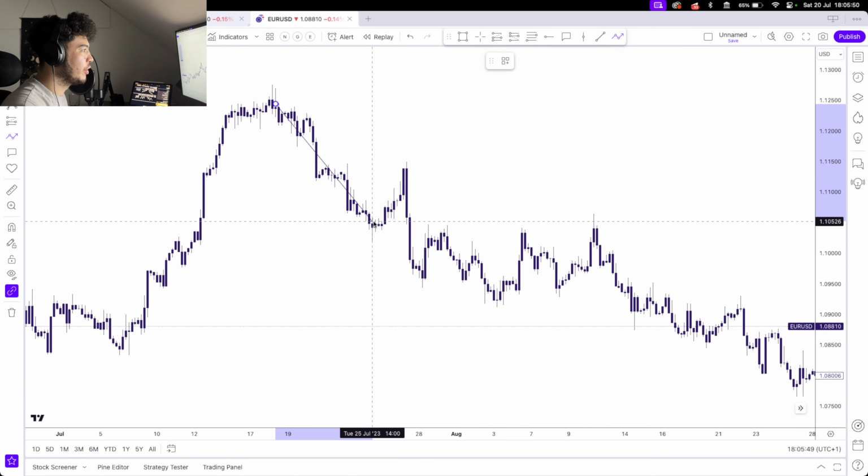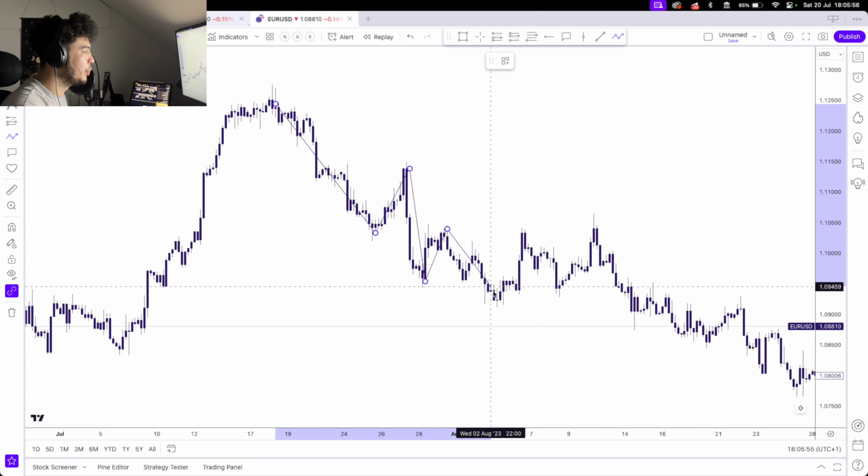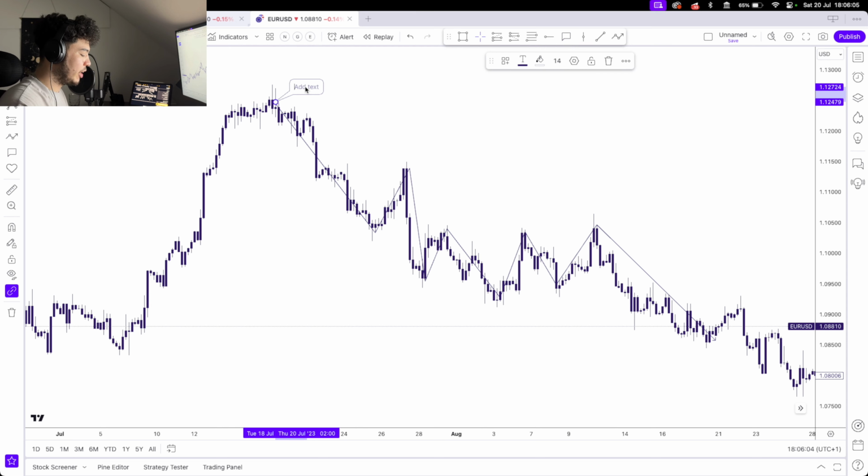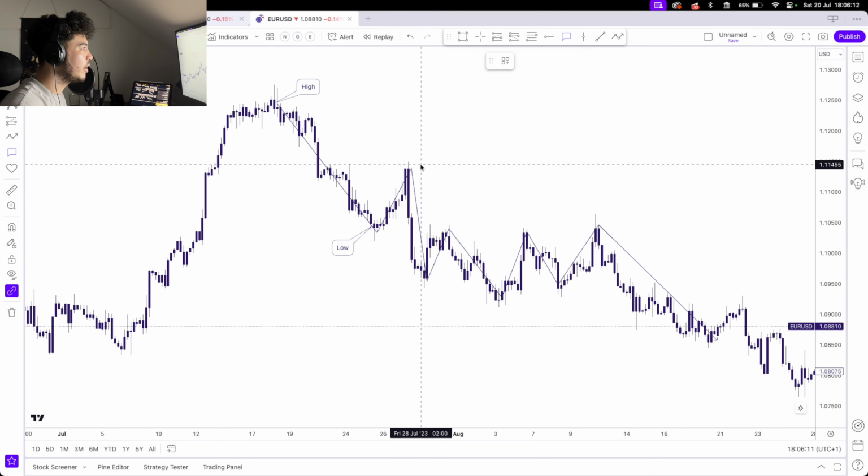You can see we've got our initial leg to the downside. We've created a lower high here, we've created a lower low, we've come up, we've created a new lower low along with this lower high, and so on and so on. We mark these up again, we have our high, then we move on to our low here, and we have our lower high.